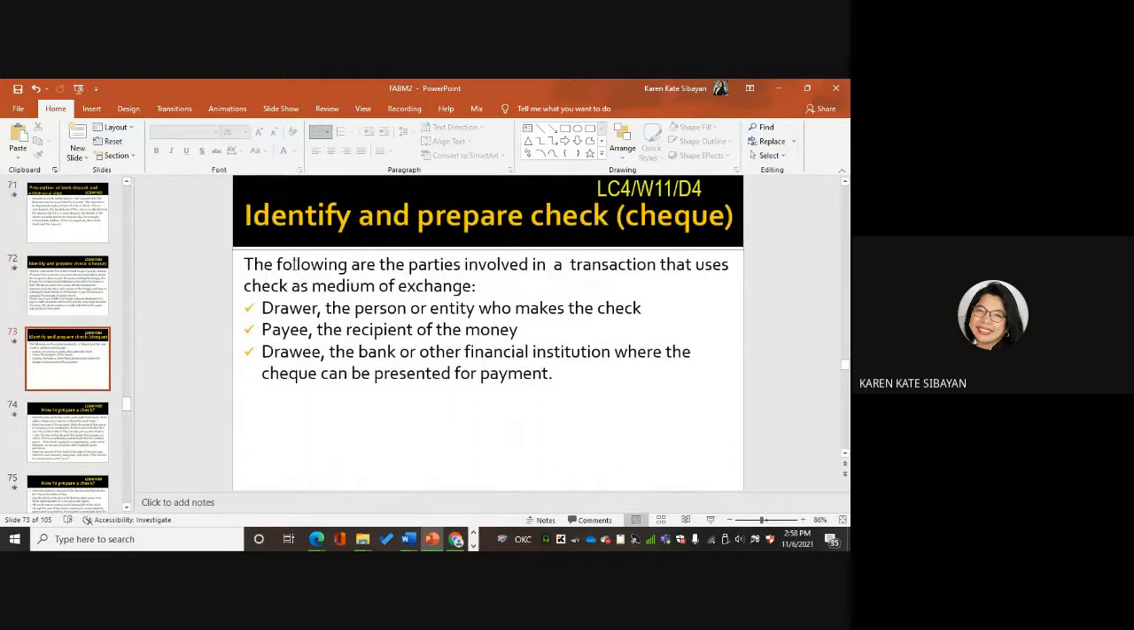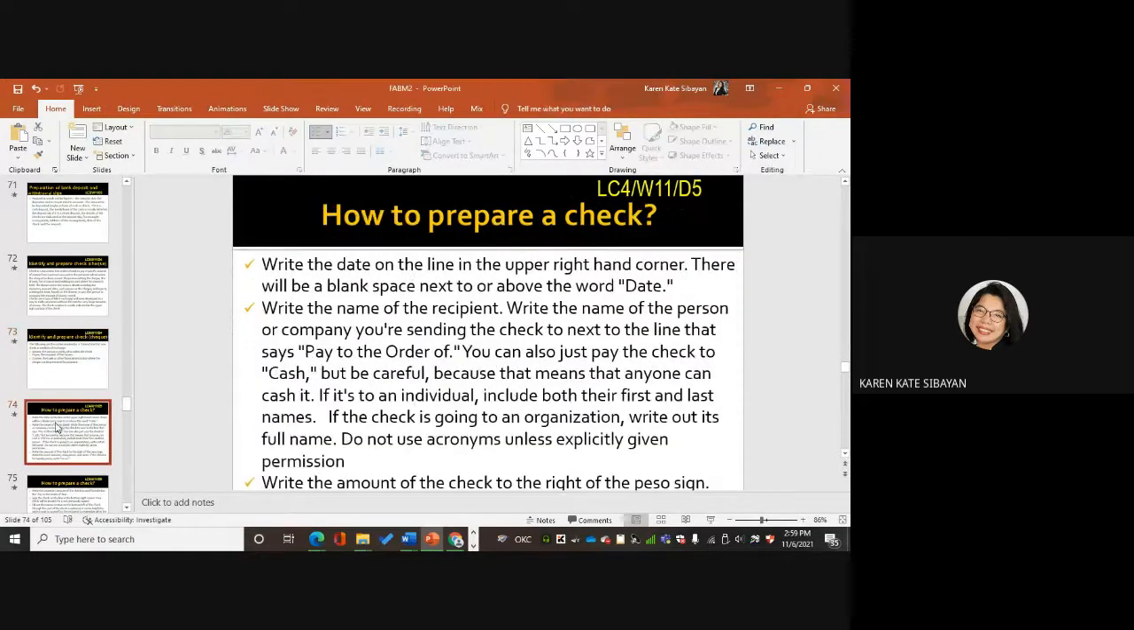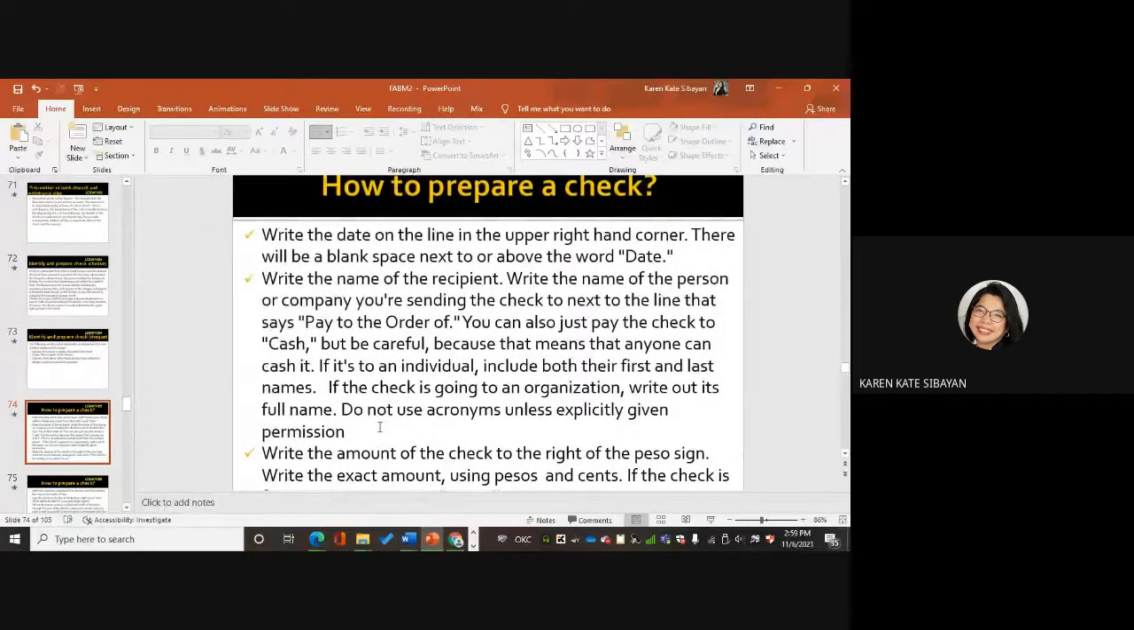So the following are the parties involved in the transaction that uses check as a medium of exchange. Drawer, or the person or entity who makes the check. Payee, the recipient of the money. And drawee, the bank or other financial institution where the check can be presented. Okay? So let's tapusin muna natin, then I will show you an example of a check online. Kasi may 259 na. So, how to prepare a check?